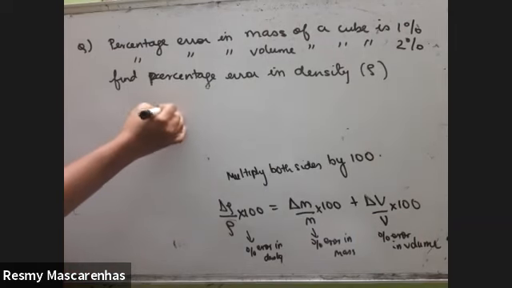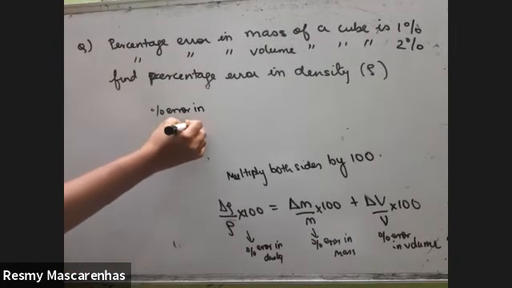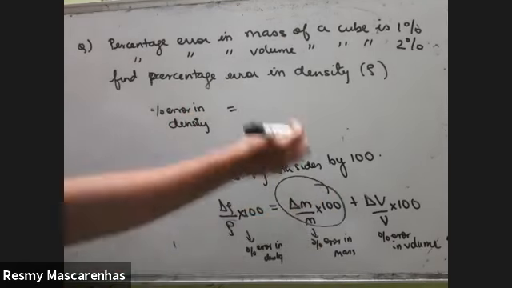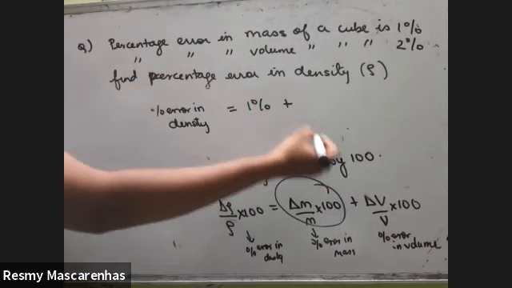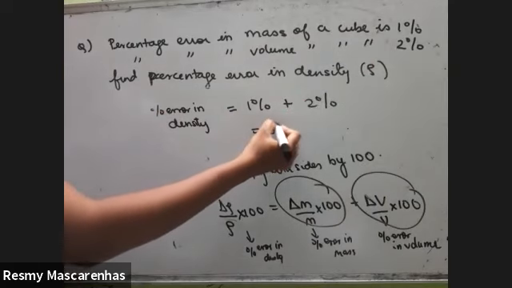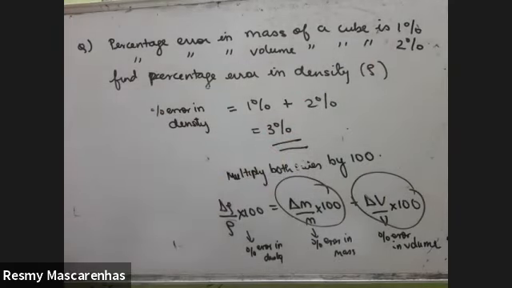The percentage error in density is equal to, what is this value? 1%. What is this value? 2%. So total is 3%. 3% is my answer. Anyone who has not understood can ask. If you have understood this, then try the second one.